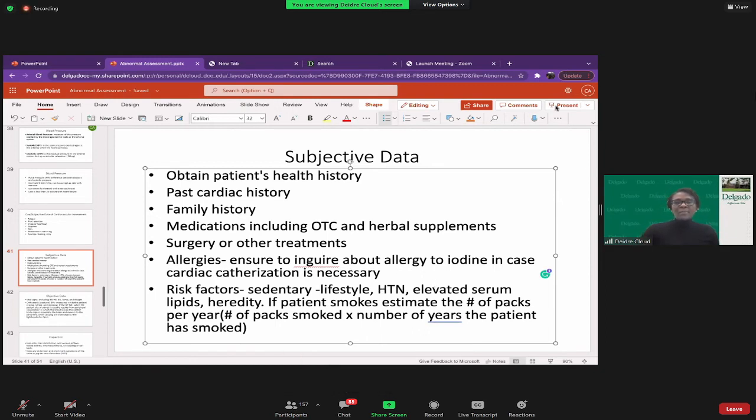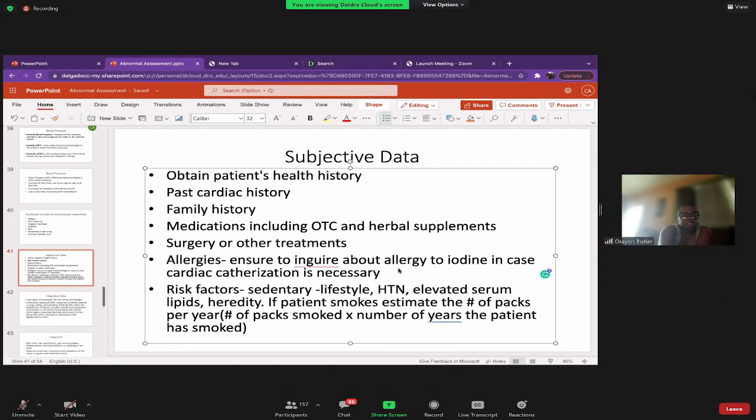So you want to ask them about all the medication that they're taking. And also you need to ask them about drug use. What illicit drug may cause chest pain? Is it cocaine? Cocaine.